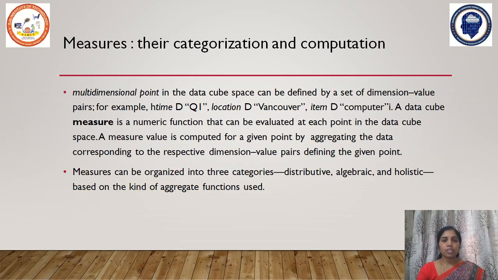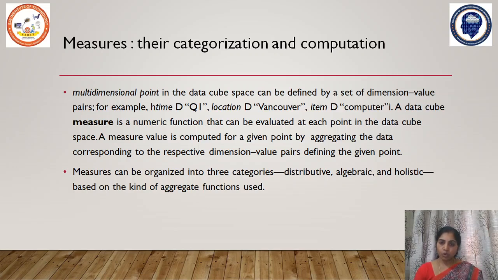From a multidimensional point of view, the data cube space can be defined by a set of dimension-value pairs. For example, if you take time, you have day, month, year. If you say location, you have Vancouver. And if you have item, you have computer. A data cube measure is a numeric function that can be evaluated at each point in the data cube space. A measure value is computed for a given point by aggregating the data corresponding to the respective dimension-value pairs defining the given point.